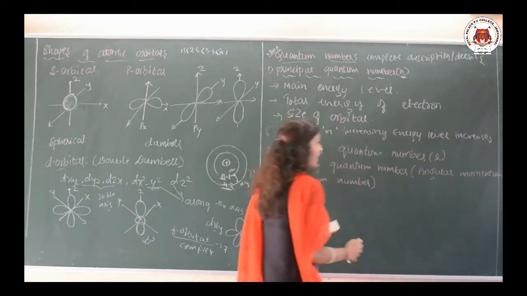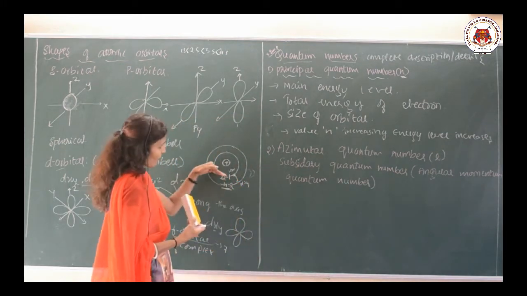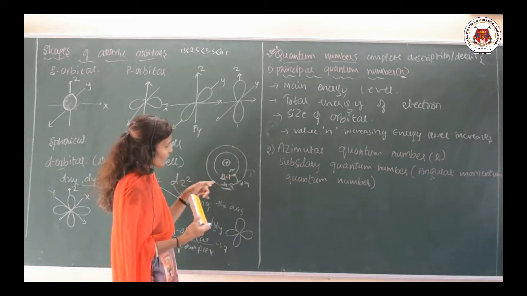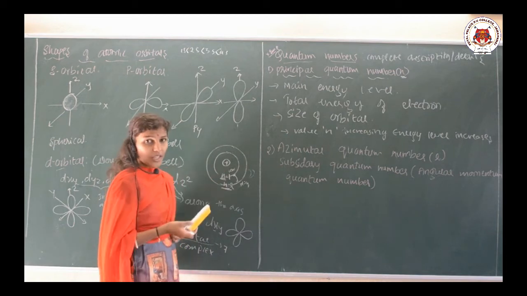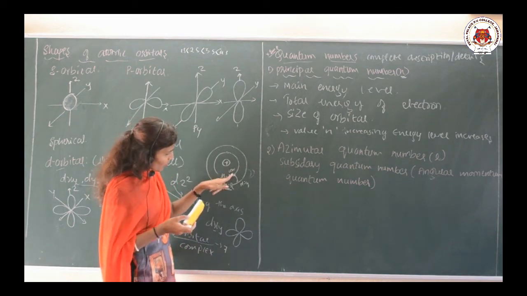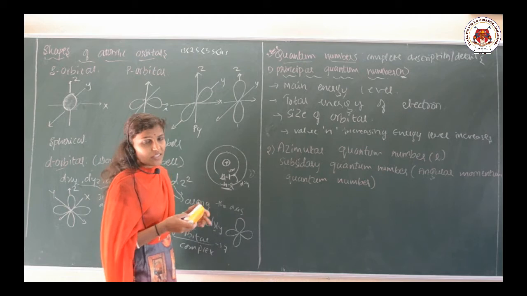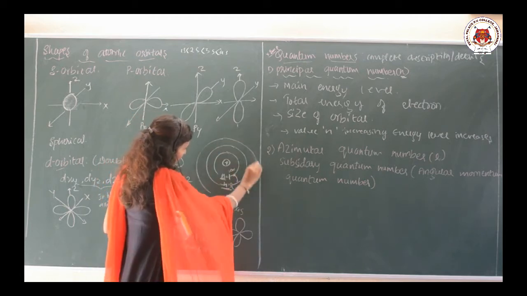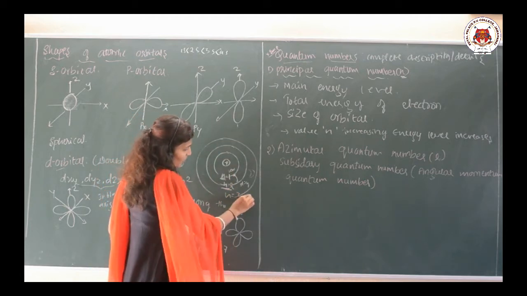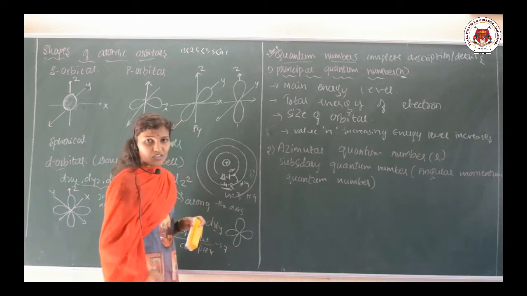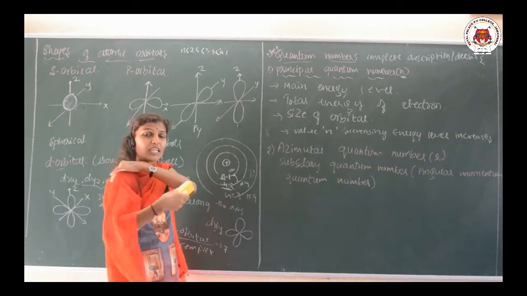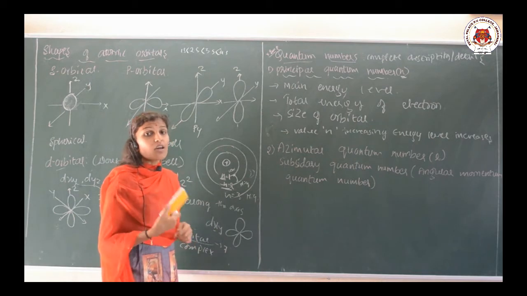Energy level increases. Are you getting my point? As the value of n increases, the energy level also increases. This is the lower energy level, this is the higher energy level. Suppose if I draw one more, n is equal to 3, now it is a higher energy level. So, as the value of n increases, the higher energy levels occur.